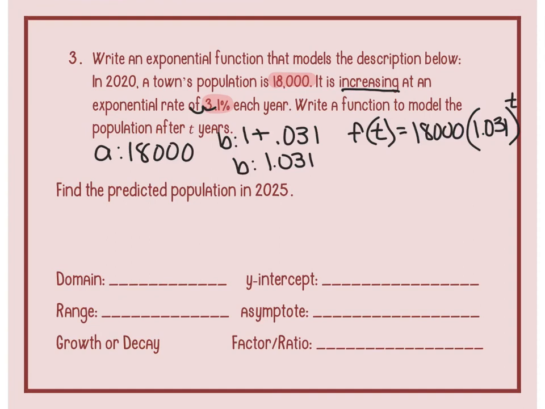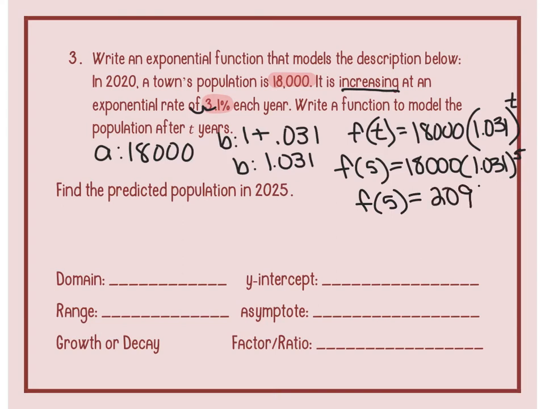The next question says, find the predicted population in 2025. Am I going to plug in a 2025 into X or into T? No. How many years have elapsed? The population in 2020 was 18,000. We're predicting for 2025. So how many years have passed between 2020 and 2025? The answer is 5 years. So my function at 5 years is equal to, we took our equation and plugged a 5 into T. So now we have to use a calculator to say the function at 5 is equal to approximately, now guys, people cannot be a decimal. So we're going to go ahead and round and say approximately that many people.